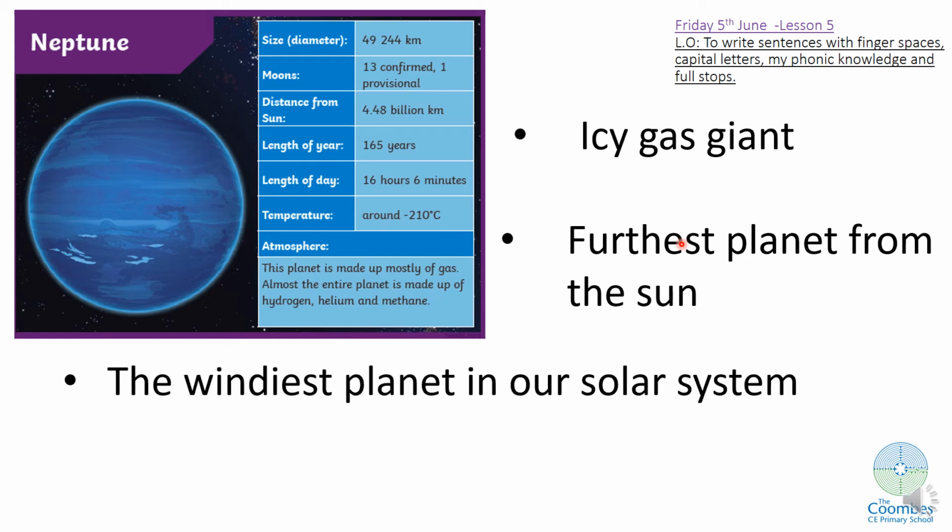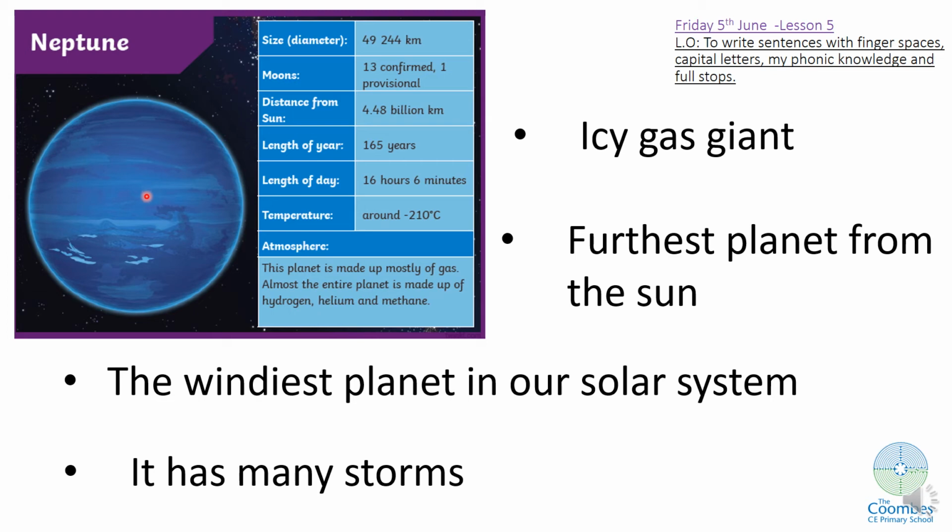It is also the windiest planet in our solar system. So on Neptune, there would be a constant wind going around. Imagine those windy days that we have here. Imagine if it was windy like that every single day. God, it would be awful, wouldn't it? So Neptune is very, very windy. Because it is so windy, it has lots and lots of storms.